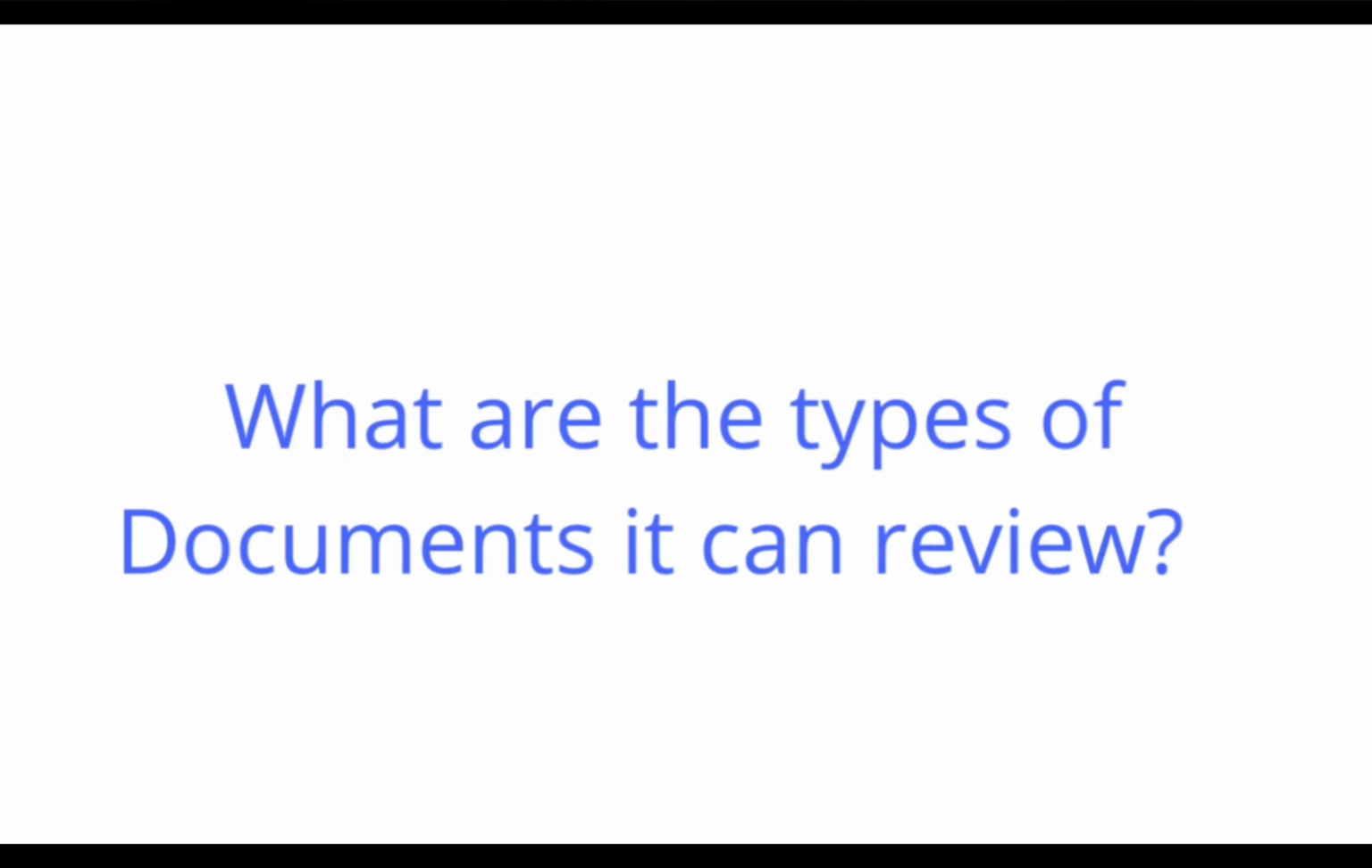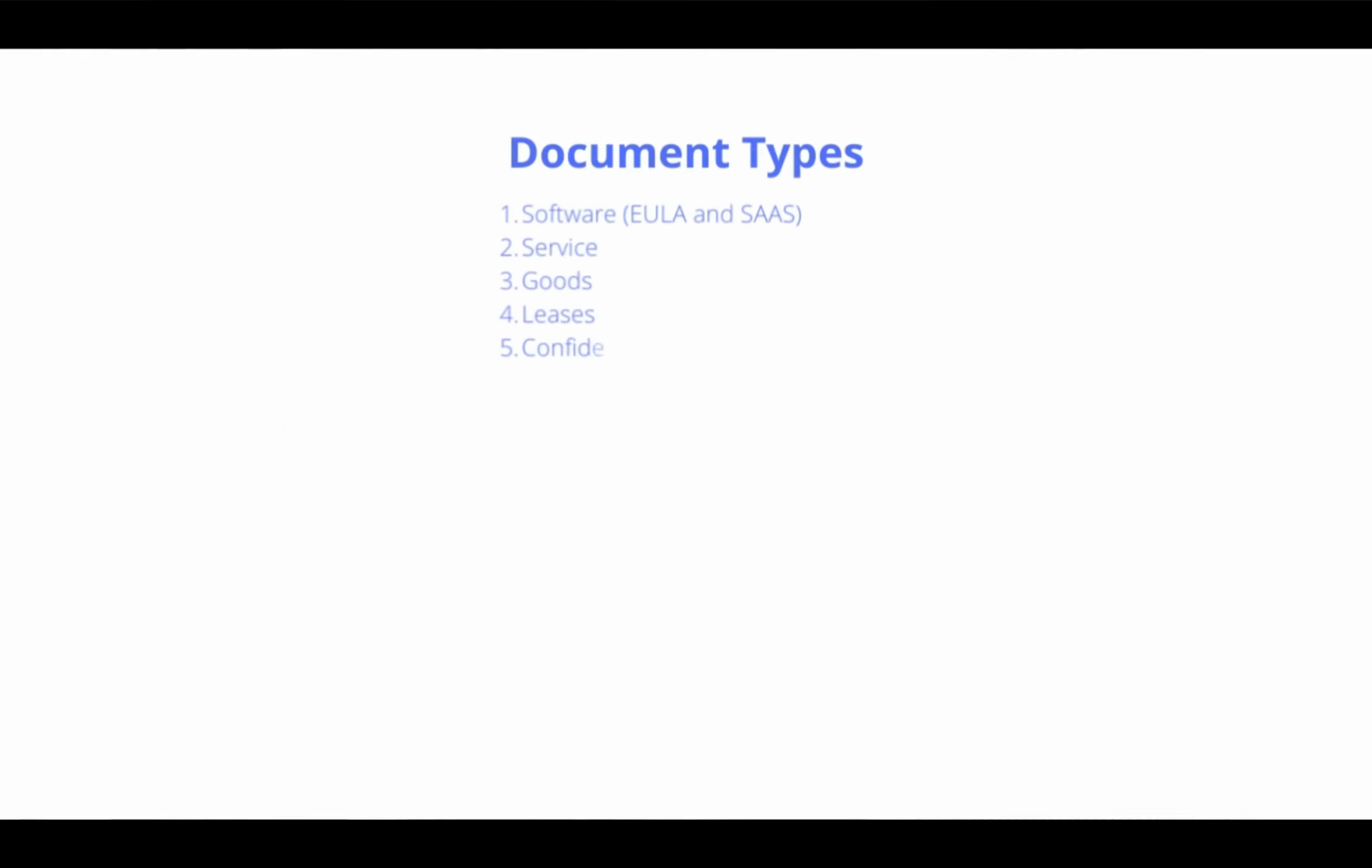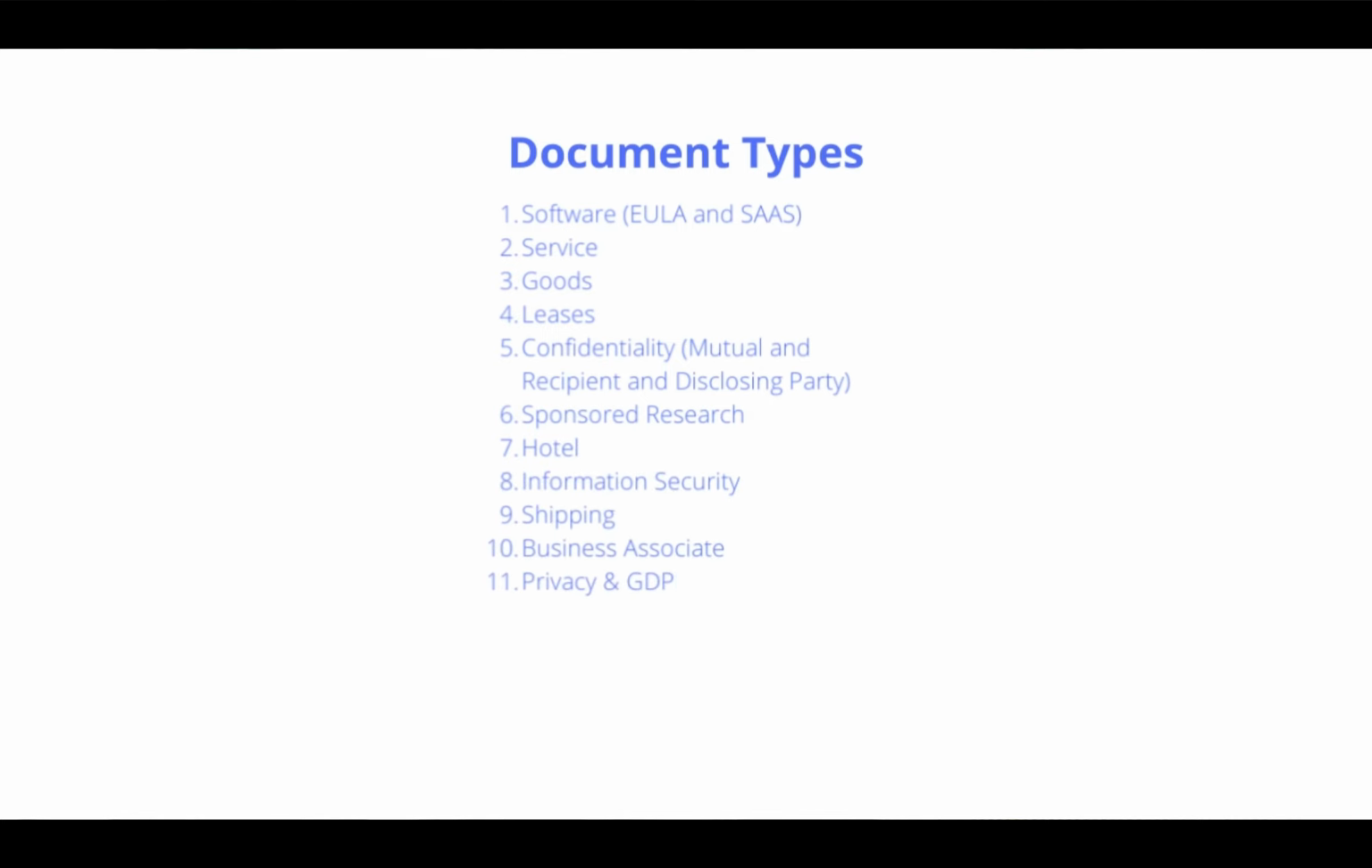What are the types of documents that you can review? There is a list of 14 document types, and you can see the list over here. And it's a broad range, including software, which includes the EULA and the SaaS agreements, services, goods, leases, confidentiality, or your NDAs. And it's all types: receiving, mutual, disclosing, information security, privacy, and GDPR. And I've even got a generic boilerplate review, which means that even if it's a document which is not within this list of 14, I can review all of the boilerplate provisions using the LegalSifter tool, and that includes waiver, assignment of rights, notices, etc.